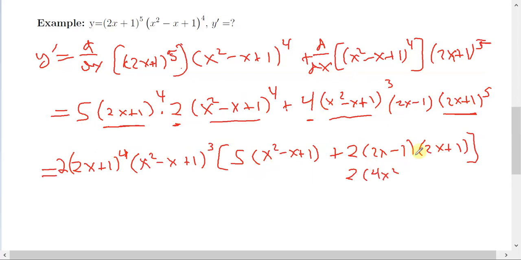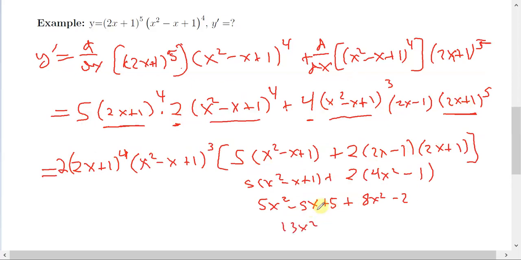That's 4x squared. And, well, this is the difference of squares, right? So it's 4x squared minus 1, because it's a minus b times a plus b, and the middle term is going to cancel. And this one is 5 times x squared minus x plus 1, and then that's going to be added. So here's what I'm going to be adding: 5x squared minus 5x plus 5. I'm going to be adding that to 8x squared minus 2, and that will all combine to give me 13x squared minus 5x plus 3.